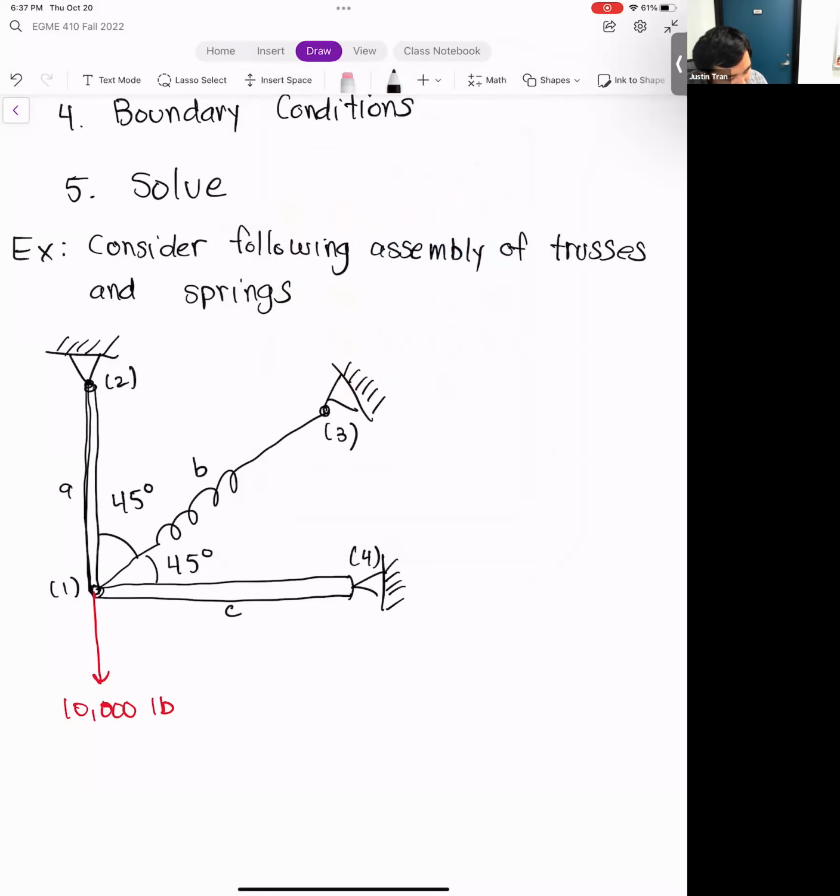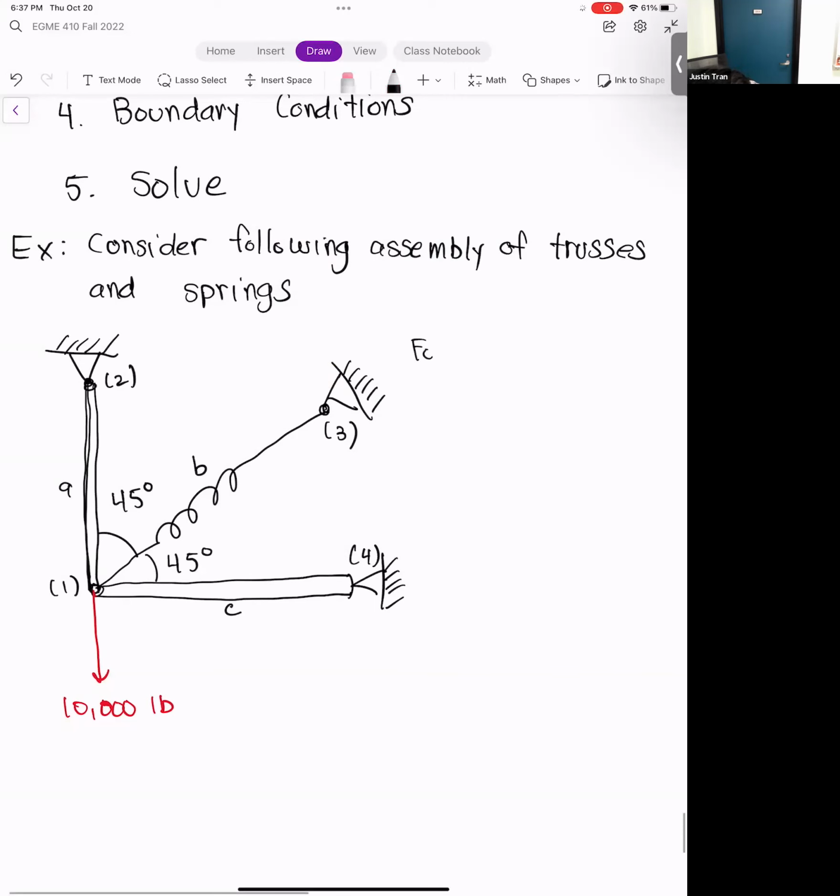And then we also need the properties for these elements. For elements A and C, these are our truss elements, we're going to assume their properties are identical. They have a Young's modulus of 30 times 10 to the 6th PSI, a cross-sectional area of 2 inches squared, and a length of 10 feet.